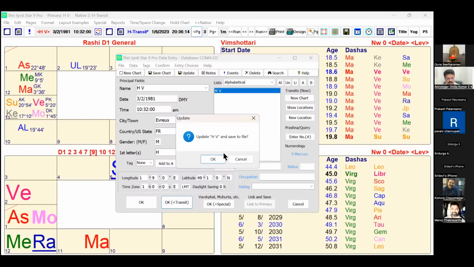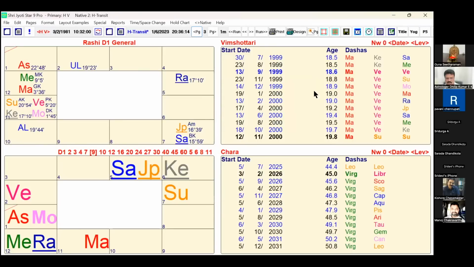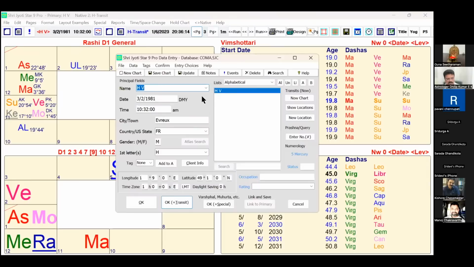I think it should be showing up, right? It should show in the Vimshottari sequence. Does it show automatically or you have to do some refresh? Or did it save it at all? No, I think in the options you'll have to say show events. No, sir. You just have to press Control A. Control A. Okay.